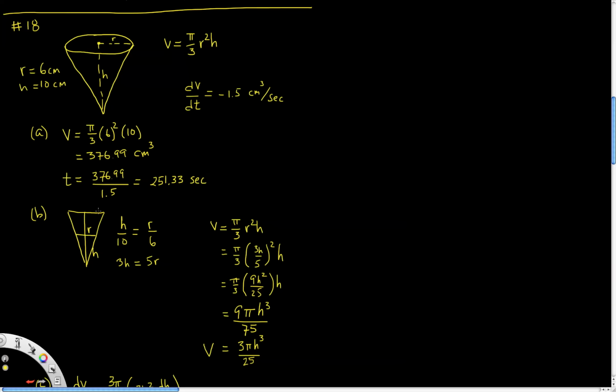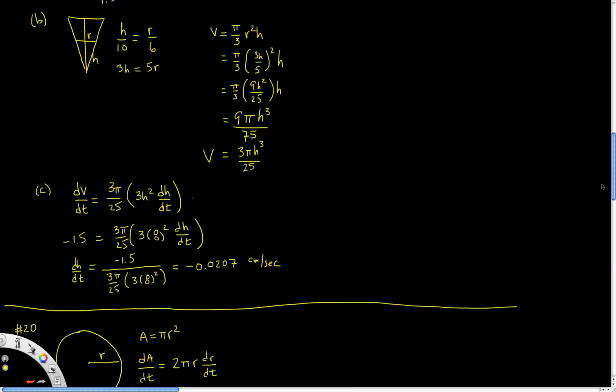So I've got similar triangles here. I can write h is to 10 as r is to 6. Simplifying that, I get this relationship between h and r. I've got my volume equation for the cone. I'm going to replace r with 3h over 5. That comes from solving this equation for r. And now doing a little bit of arithmetic, I get my volume all in terms of h. So volume is 3 pi h cubed over 25.